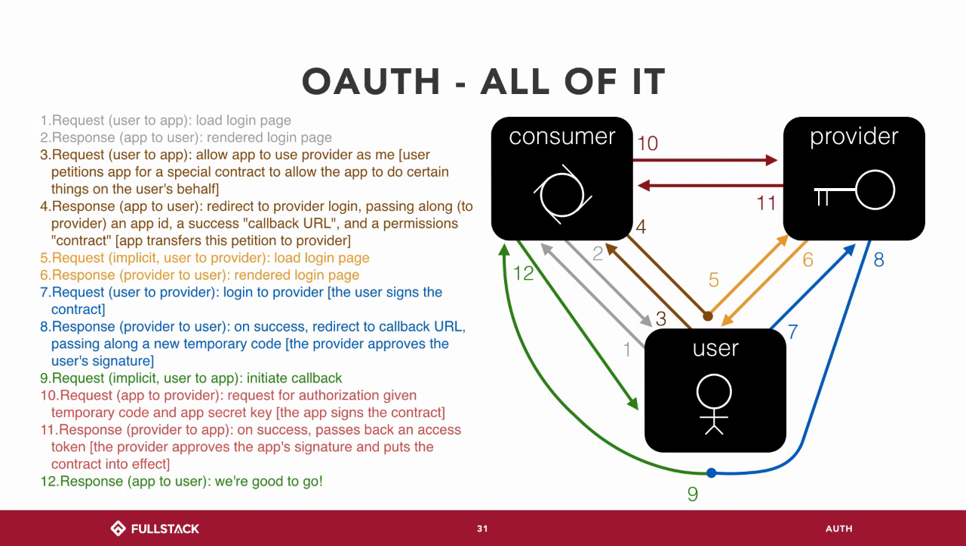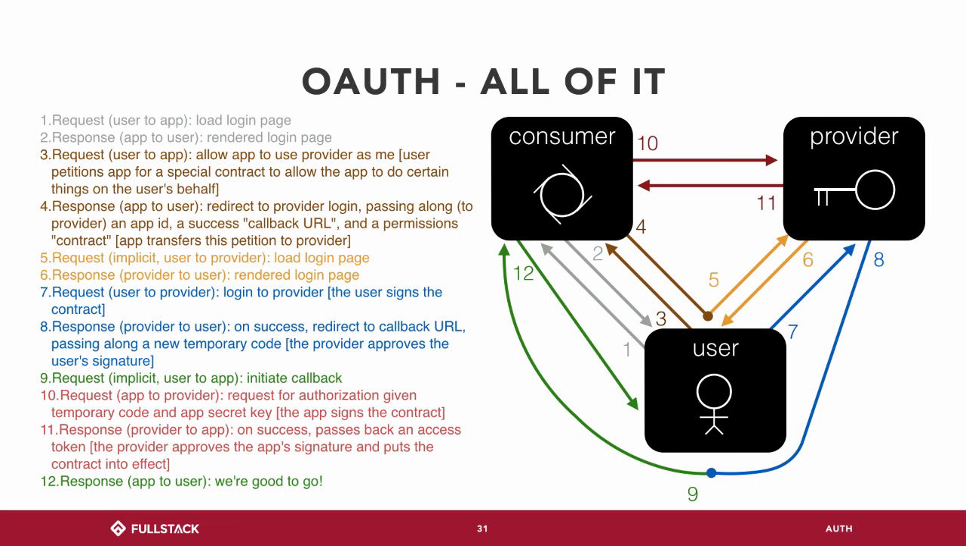In step 7, the user ends up giving their information, their username and password, and says, yep, I want to allow the consumer to find out some information about me. And the provider is responsible for, again, sending a response that's going to do a redirect, right? So we see in step 9, when we say implicit, they're not actually coming back to our application on their own. They're coming back to our application through a redirect.